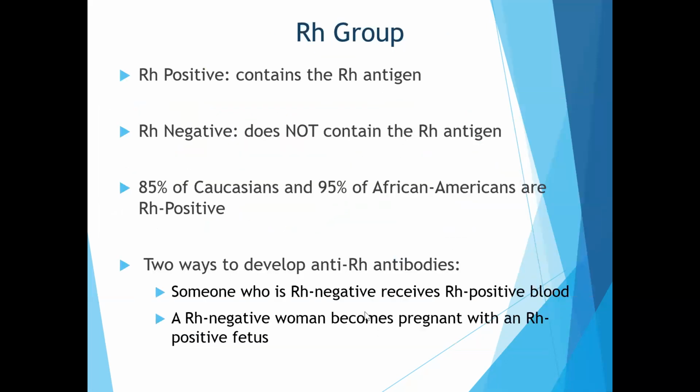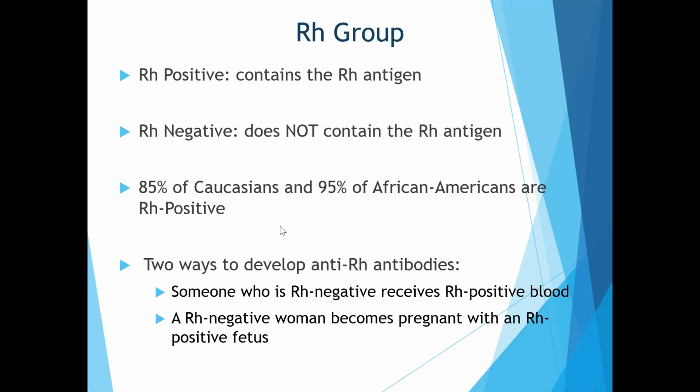Okay, so this is where the positive and negative comes in. So this is known as the Rh group. So if someone says they're A positive, that means they're blood type A, and they also have the Rh antigen. Rh negative does not have that Rh antigen. So a large majority of people are Rh positive.